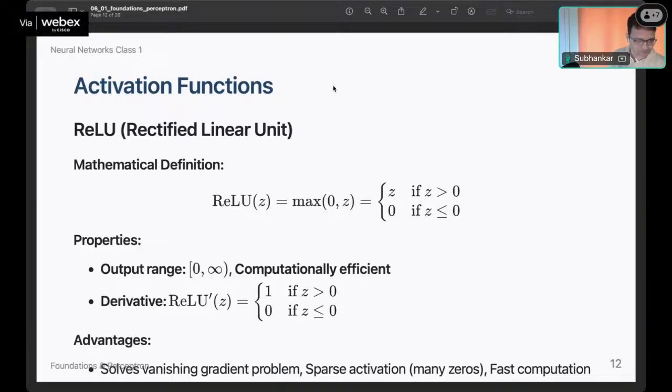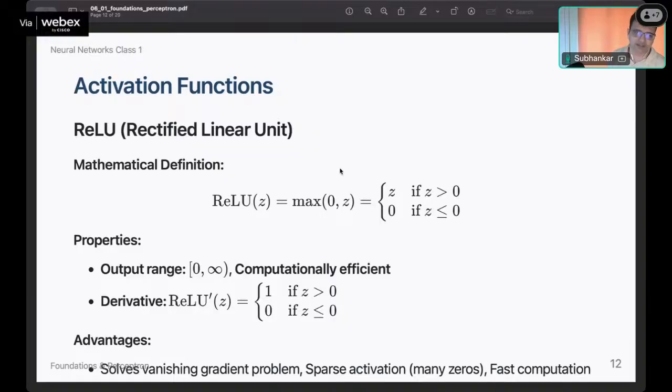So the output range is 0 to infinity. Yes, it's super computationally efficient because it is just equal to the input or 0. We don't do much calculation at all, like e to the power z, no exponential, nothing. And the derivative is also ridiculously simple. Derivative is either 1 or 0. So again, super fast, super efficient.